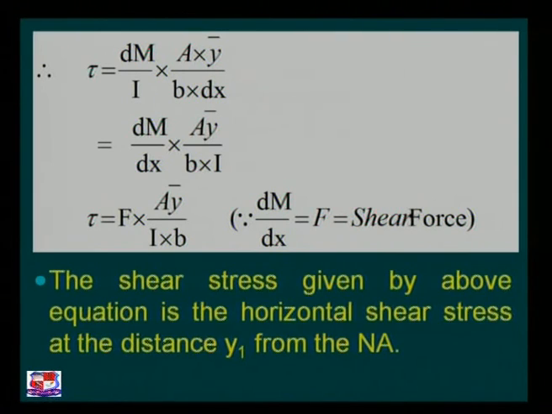Now, in the previous lecture, we derived a shear stress equation: tau is equal to F A y bar by I B, where F is nothing but the shear force acting at a particular section. The shear stress given by the above equation is the horizontal shear stress at a distance y1 from the neutral axis.